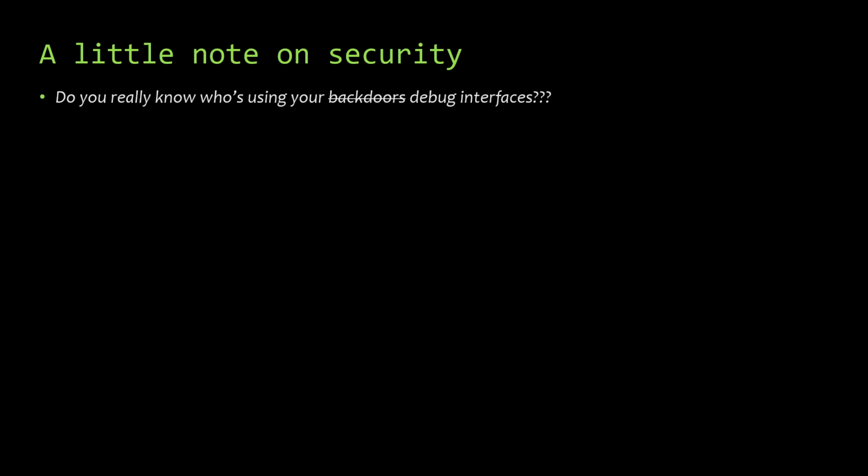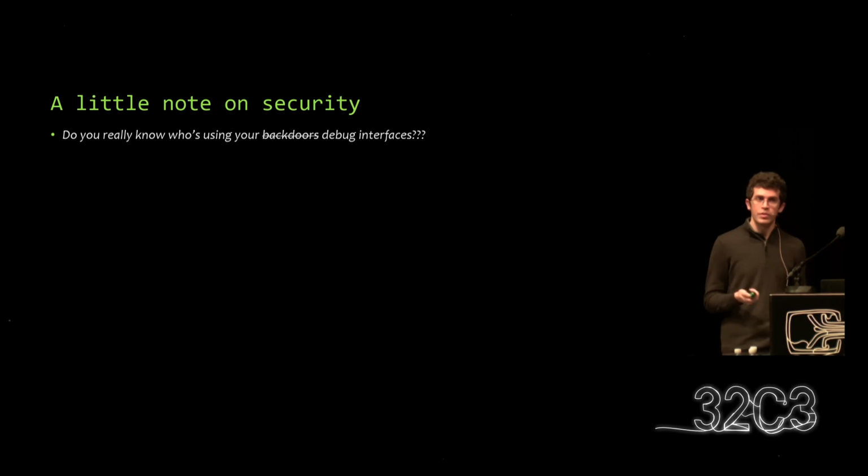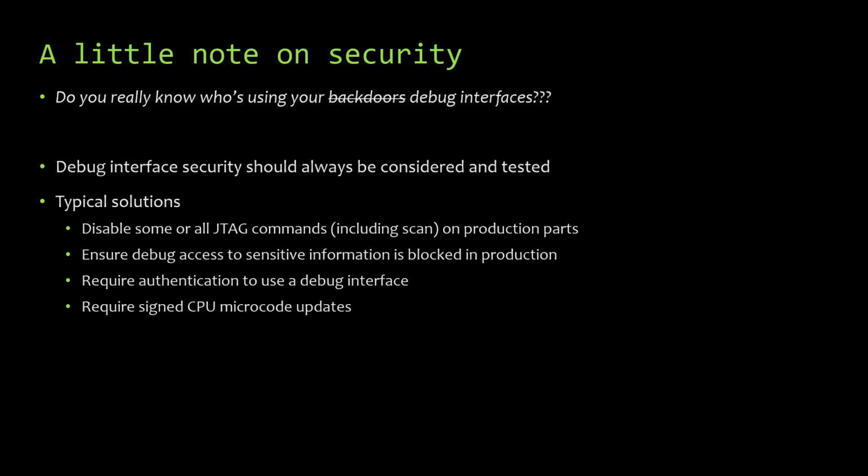So since a lot of us are security people, I felt like I should mention something about security. All of the debug interfaces that I've mentioned here might be considered more than debug interfaces to some, and that's something that can't be ignored. Debug interface security needs to be something that's part of the design and is tested. Some examples of the security that I've seen in the past have been, for instance, to disable some or all of the JTAG commands on production parts. A typical way this is done is that there are fuses that exist on the silicon, basically one-time programmable memory. Once a part is configured for production, the fuse is blown, those instructions are disabled.